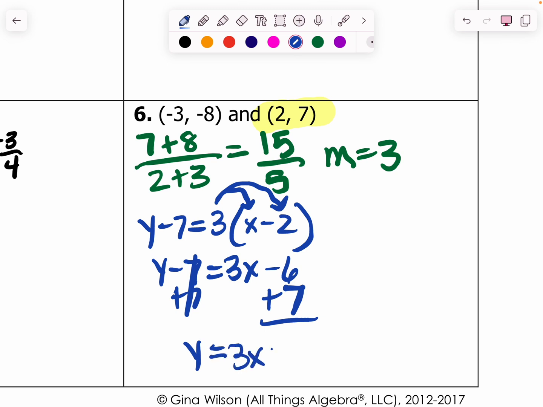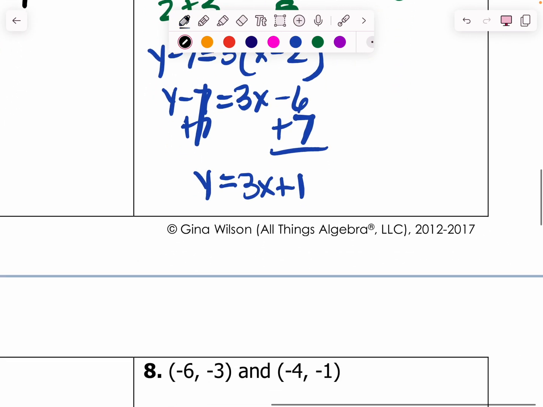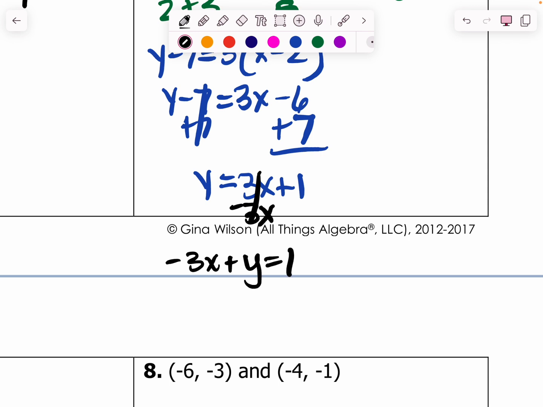3x plus 1. Okay, again, let's now take that and put it into standard form. First step. Subtract 3x. Negative 3x plus y equals 1. Am I done? No, you have to find negative 1 times all of it by negative 1. So we get 3x minus y equals negative 1.